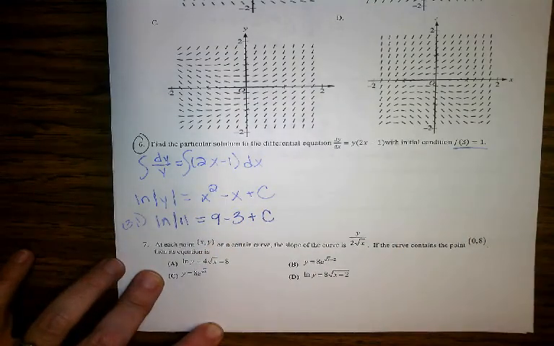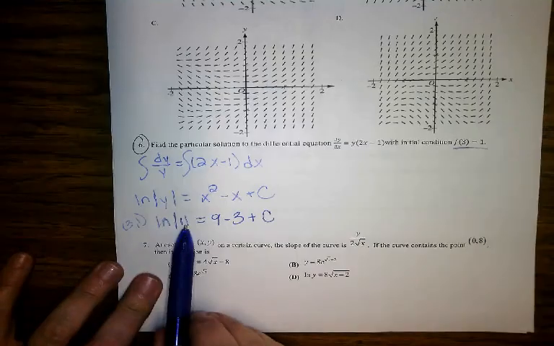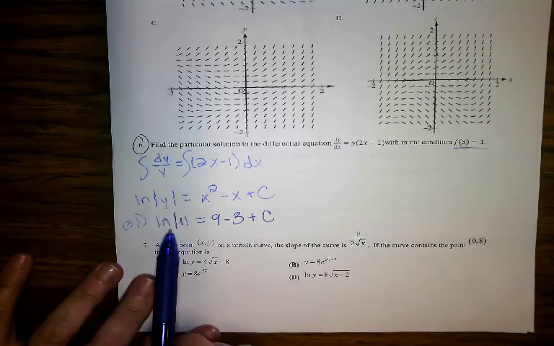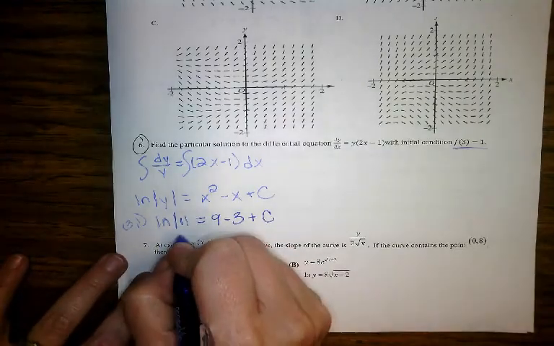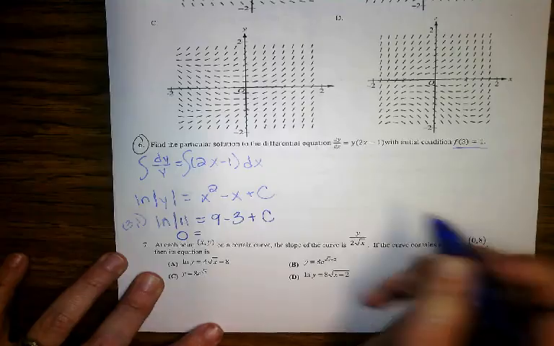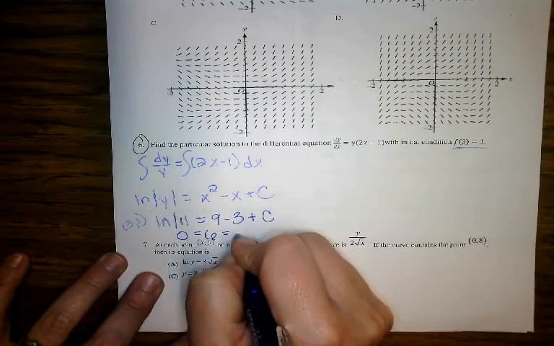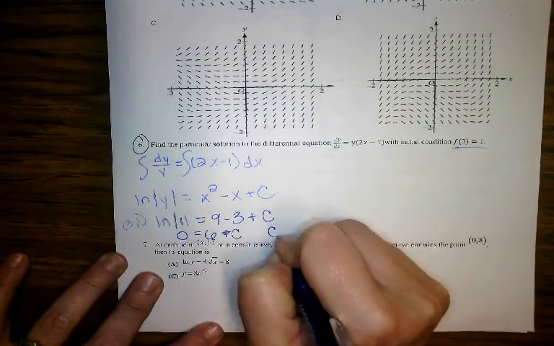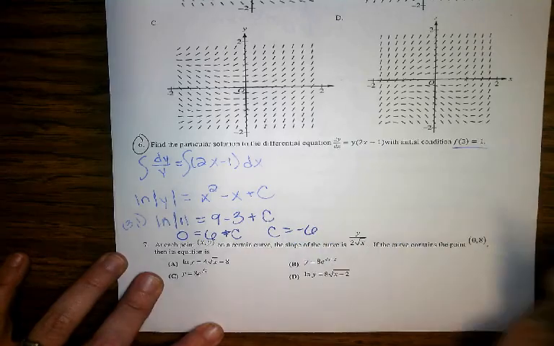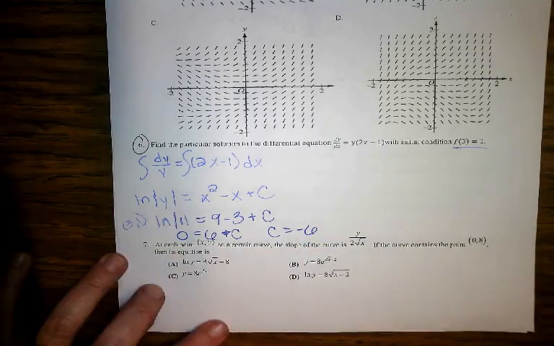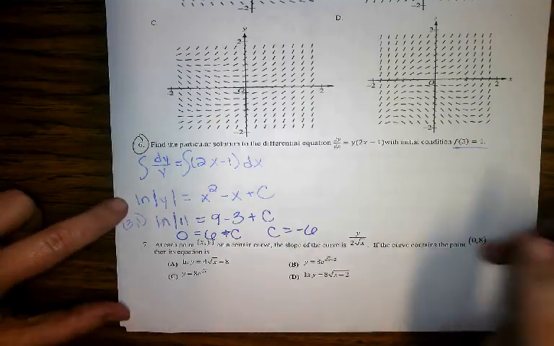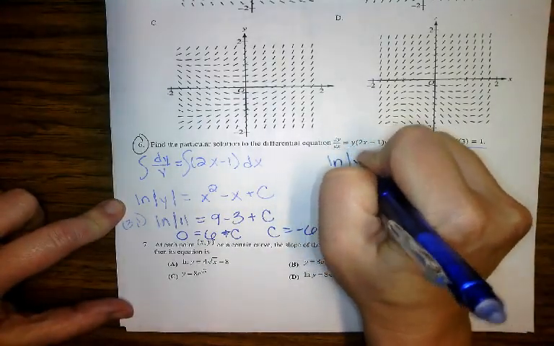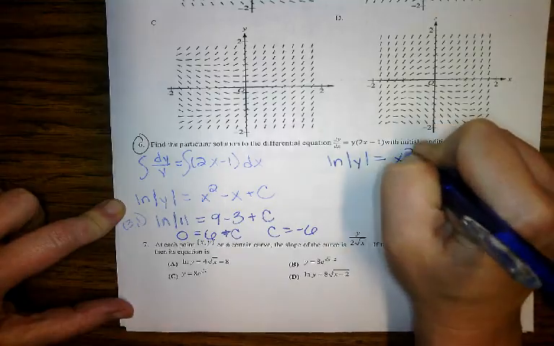Okay, so natural log of 1. So remember, the answer to a log is its power. So e, that's the base here, e to what power is 1? Well, that's going to be 0. 9 minus 3 is 6. So c is going to be negative 6. Okay, so now I am going to write my equation with c plugged in.